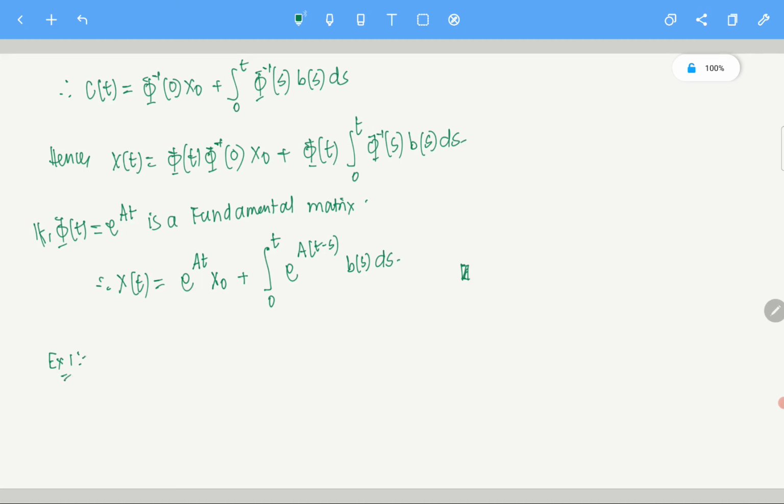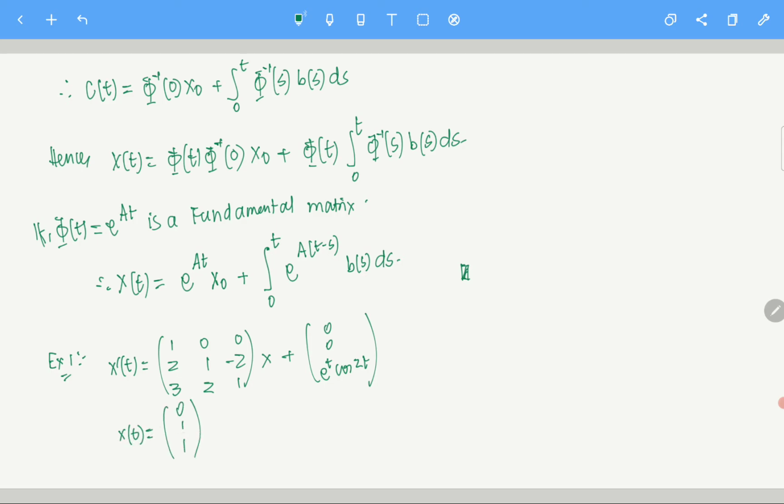Okay, so x prime t is, and I'm not going to write down every detail of it. I want you guys to please verify this: x prime equals the matrix 1, 0, 0; minus 2, 1, ... 3, 2, 1 times x plus 0, 0, e power t cosine 2t. Of course you are given x at the point 0 is 0, 1, 1. So essentially this is the problem which we have.